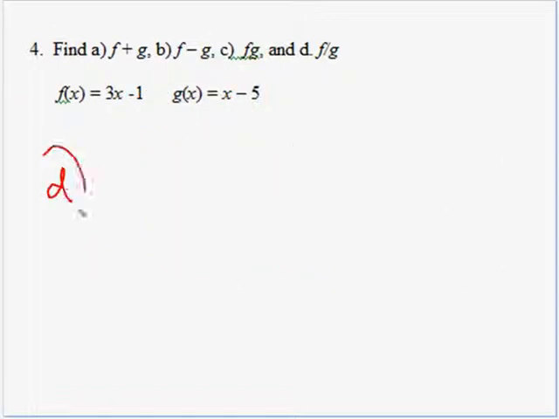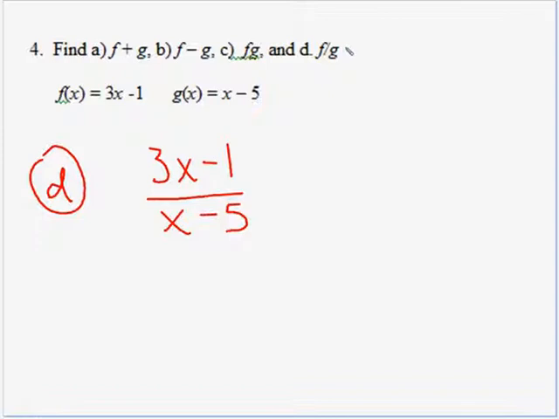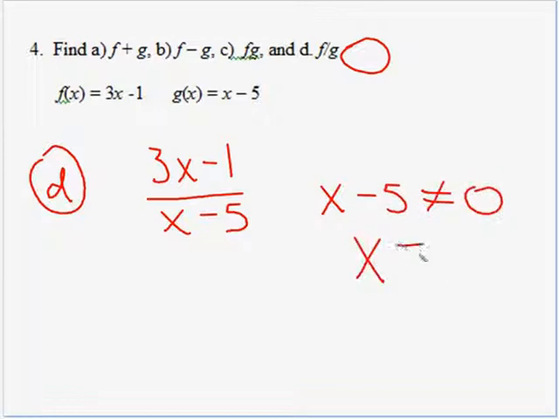Letter D, we want the quotient, f divided by g. So f goes on top, g goes on the bottom. They did not ask for the domain, but let's think here. We would just want this denominator, x minus 5, to not ever equal 0. So the domain here would be x cannot equal positive 5.